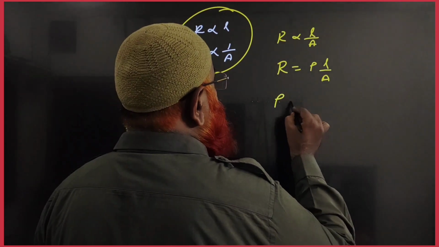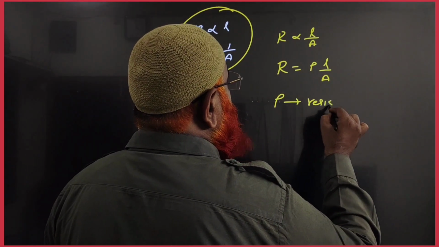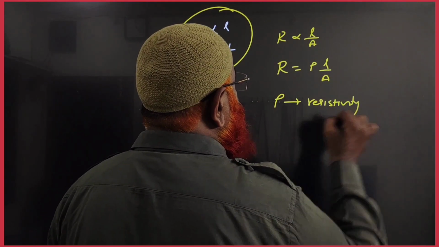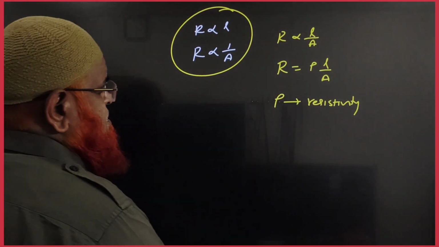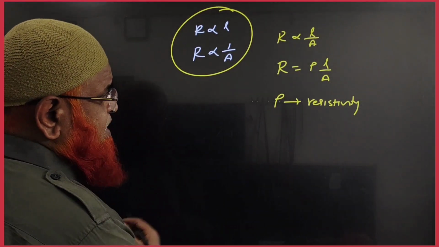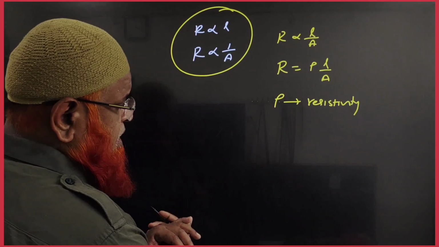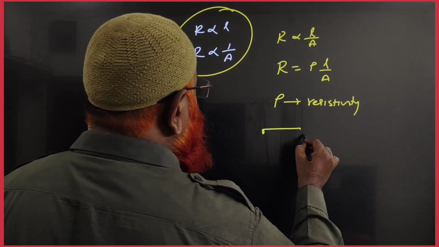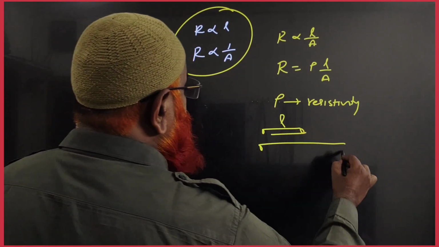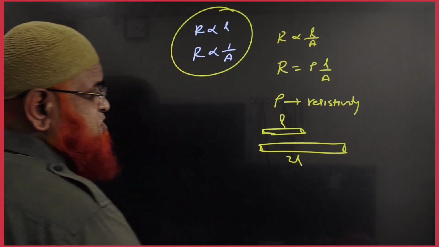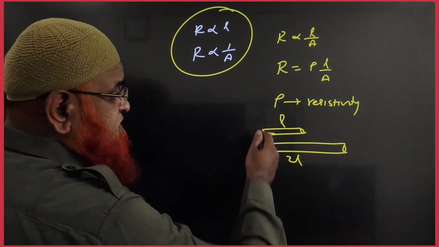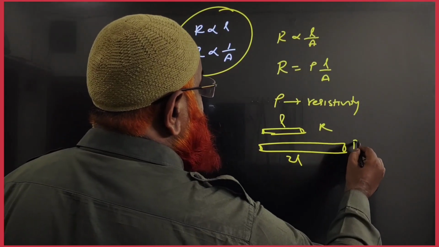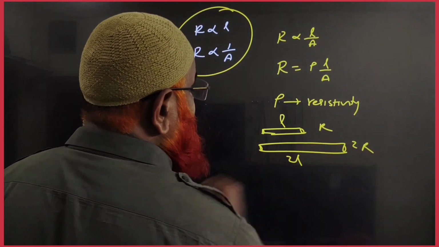So rho is said to be specific resistance, and the other name is resistivity, which is the reciprocal of conductivity. I told you about this, isn't it? So this is actually the relation. When length is doubled, what happens? For example, you are taking a wire of length L. If you take a wire of length 2L, what happens to the resistance? Resistance also doubles, because it is a direct relation.